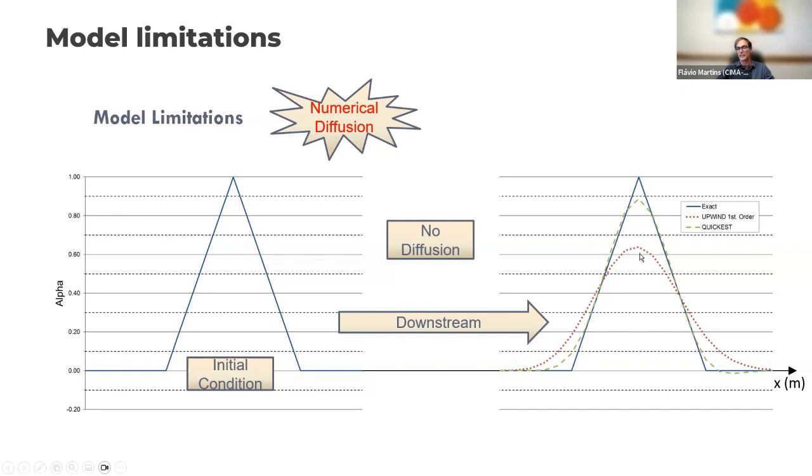I have here two solutions. One is upwind, the other one is quickest. I don't have time to explain what it means. There are ways of trying to reduce this problem, but it's impossible to solve it completely. So this numerical diffusion, I can go a little bit more in detail to try to explain why it happens. And it has to do with the discretization of the mesh.